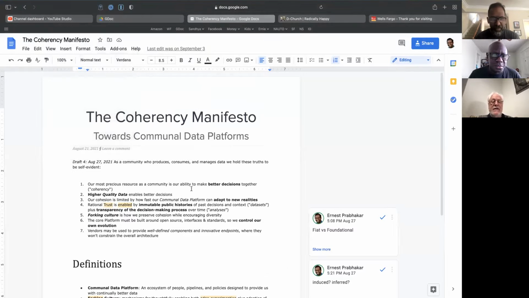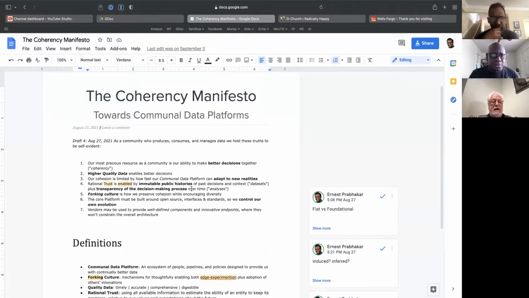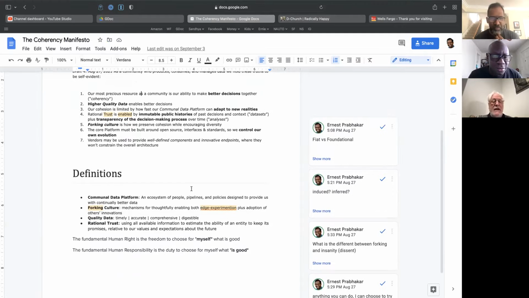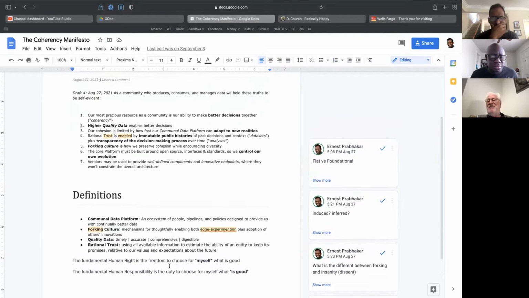So I can quantify better decisions, higher quality data, adapting to new realities, immutable public histories, transparency, all your bold stuff. Okay, good. So let's pick one. I'll go as far as saying you pick one that you think would be difficult, and I'll tell you how to do it. I guess better decisions seems like a fun one to start with.